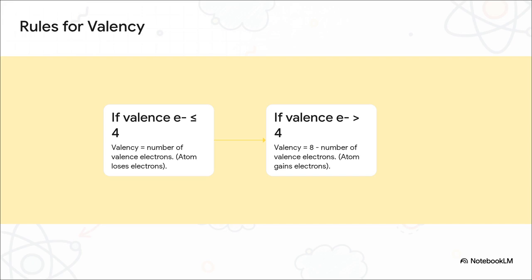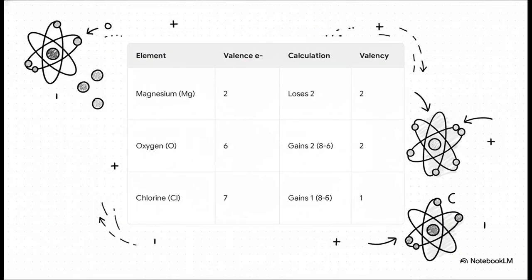Rule number 2, if the number of valence electrons is 5, 6, or 7, it's now easier for the atom to gain electrons to complete its set of 8. In this case, the valency is calculated as 8 minus the number of valence electrons. Let's apply these rules to a few examples. Look at magnesium. It has 2 valence electrons. That fits rule 1. So it will lose 2 electrons, and its valency is 2.